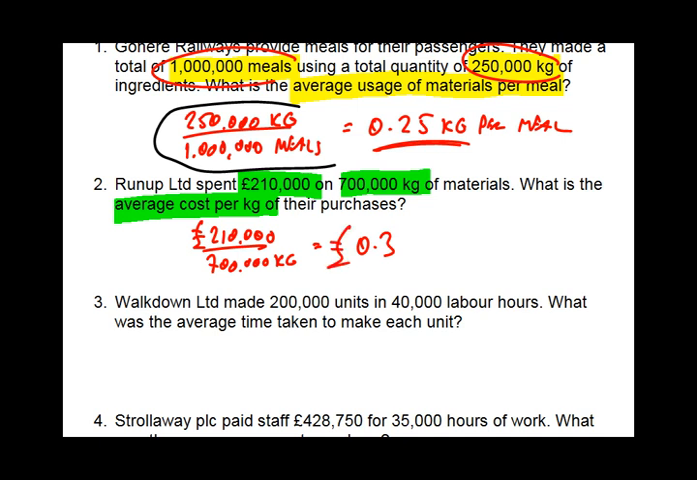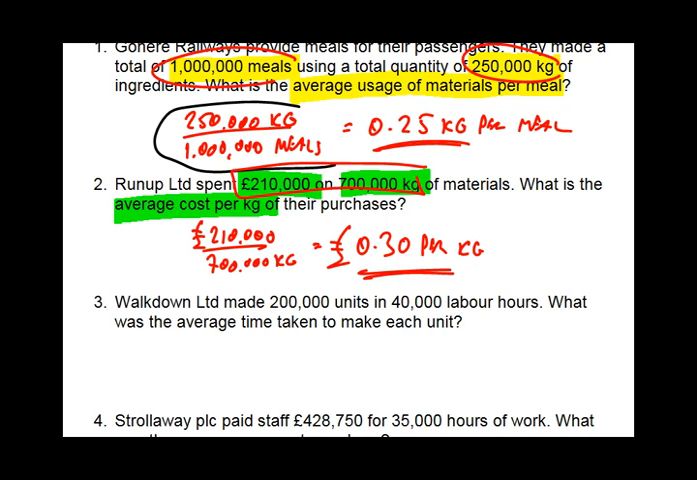Now, remember, this is the pounds per kilogram. So 0.3 is 30 pence, isn't it? So each kilogram costs them 30 pence. And you can again apply a bit of logic to the figures you've used here. If 700,000 kilograms cost a lot less than 700,000 pounds, then each kilogram must be costing less than £1, mustn't it?